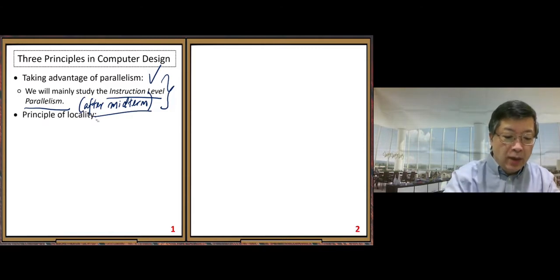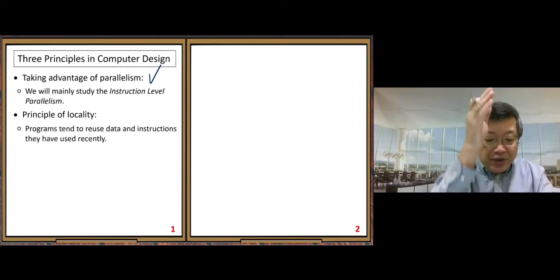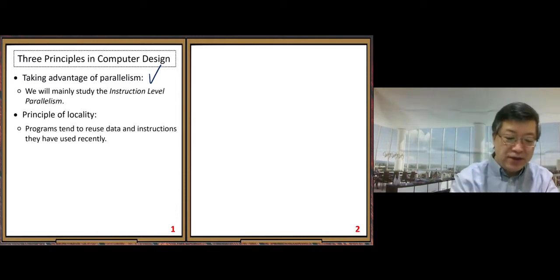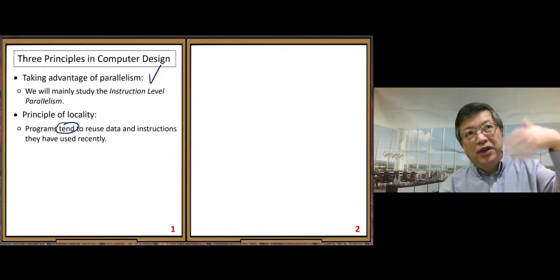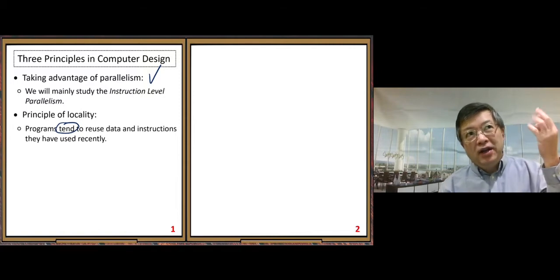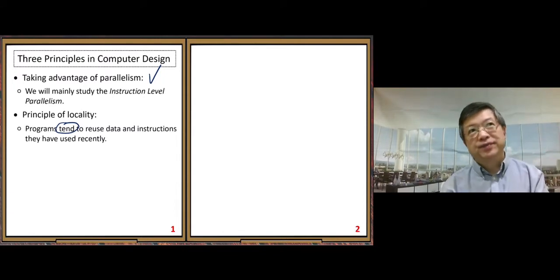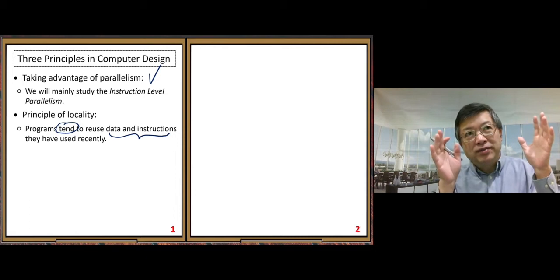The second one is the principle of locality, another important principle. So what's that? Programs tend to reuse data and instructions they have used recently. Here you can see first "tend to". It tells you this is a result based on statistics, approximately in this way, but it happens most of the time. Reuse data and instructions.